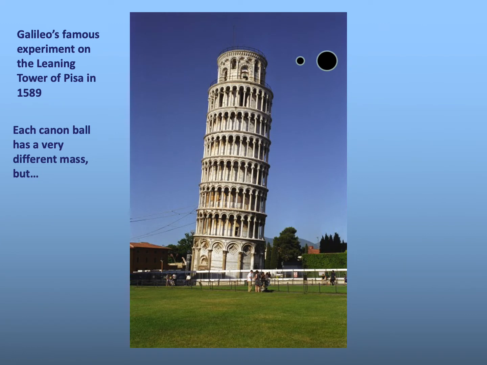We're going to begin with a very famous experiment conducted by the physicist Galileo on the Leaning Tower of Pisa in 1589. What Galileo did was he went to the top of the Leaning Tower of Pisa, which you can see in the picture, and he took with him two cannonballs, one of a very large mass and one of a much smaller mass. And he let them both go at exactly the same time, and he had a companion observer who was monitoring when they hit the ground.